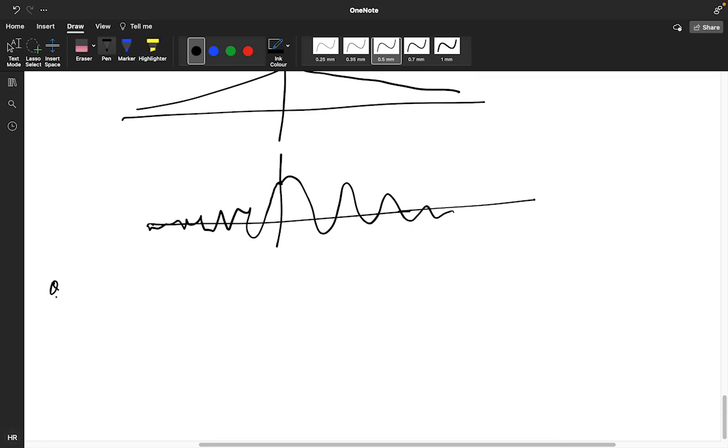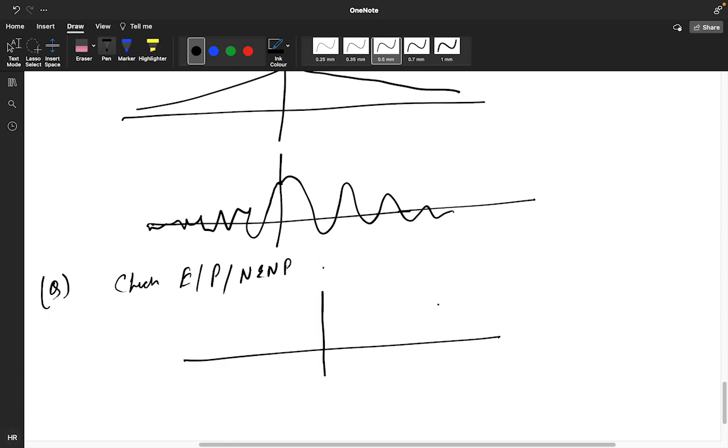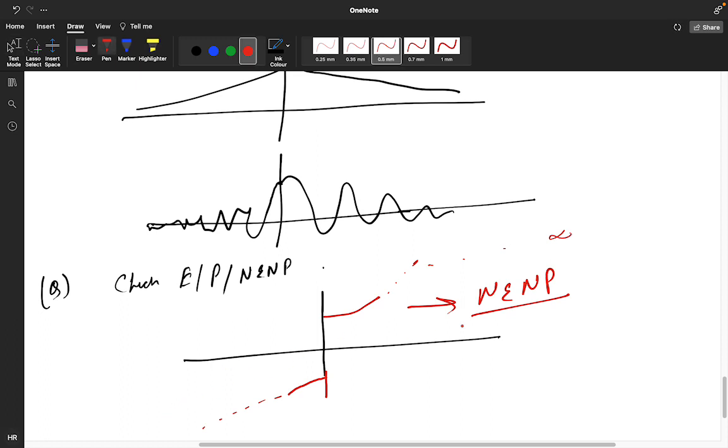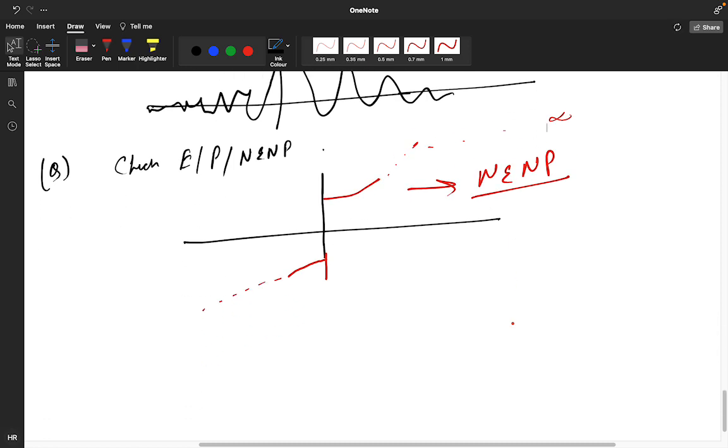So now you have to check. The question is to check whether it is an energy signal, power signal, or neither energy nor power signal. So this is one signal and this is another signal. It's a joining of these two signals. So this is a neither energy nor power signal because it's going up to infinite value and there is no periodicity. So this kind of signal can be said to be neither energy nor power.